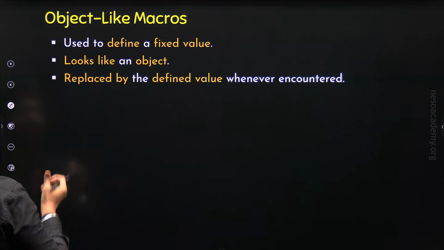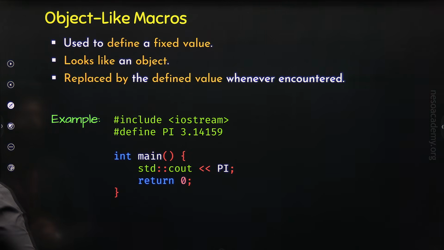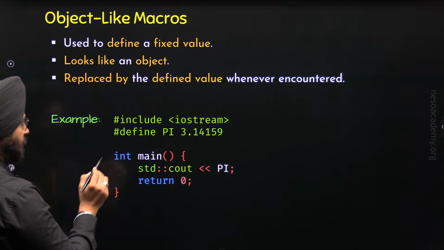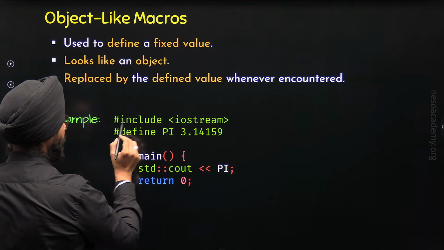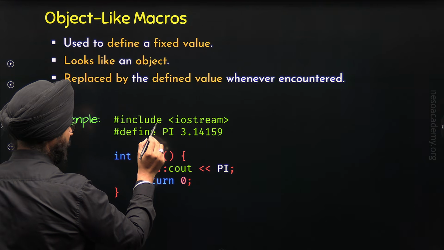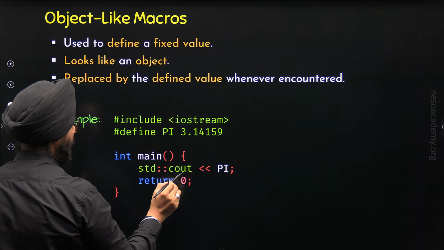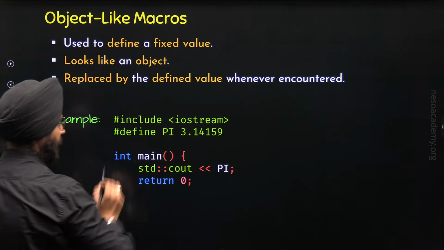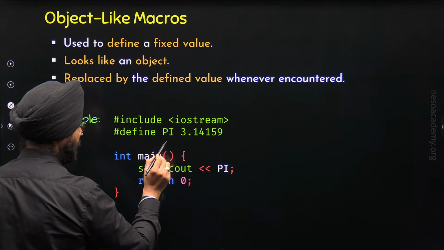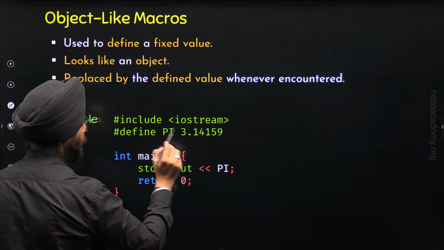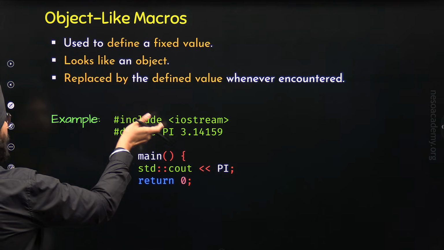Now let's understand through an example how to define the object-like macro in C++ program. Here is the C++ program. In this program, I have included the IOStream header file. This I have included with the help of this hash include directive. IOStream is included because here I'm using the cout object. This is available in the IOStream header file. After this, I have defined this pi constant. This is the macro. And this macro has this value 3.14159. It looks like an object only, that is why it is called an object-like macro.